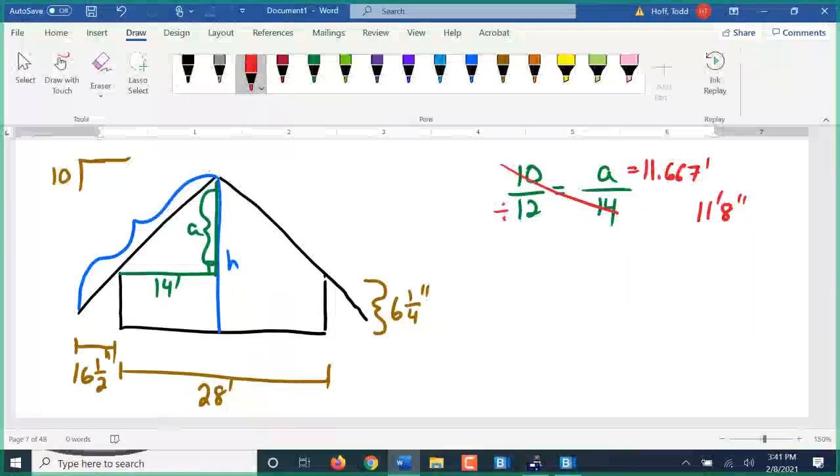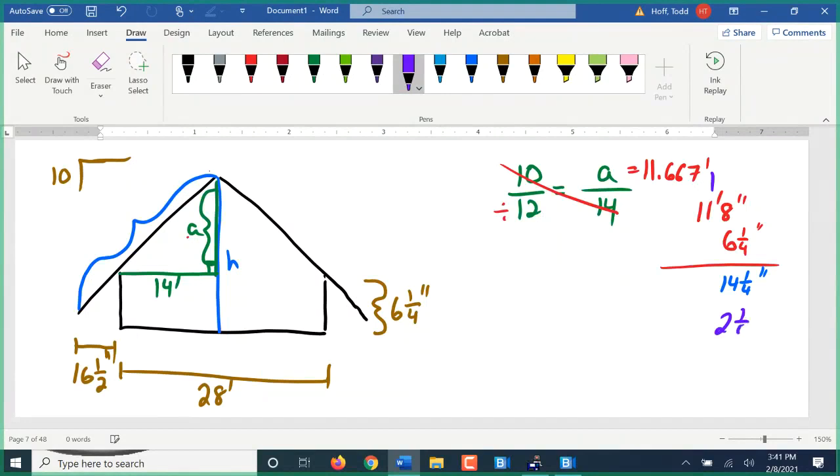We have 11 foot 8 inches is A, plus 6 1/4 inches. 8 and 6 1/4 is 14 1/4, which is bigger than a foot. So I'll carry 1 foot. How many inches would be left over? 2 1/4. We would subtract 12 inches from it. So 11 plus 1 is 12 feet. So that's 12 feet, 2 1/4 inches is my height.